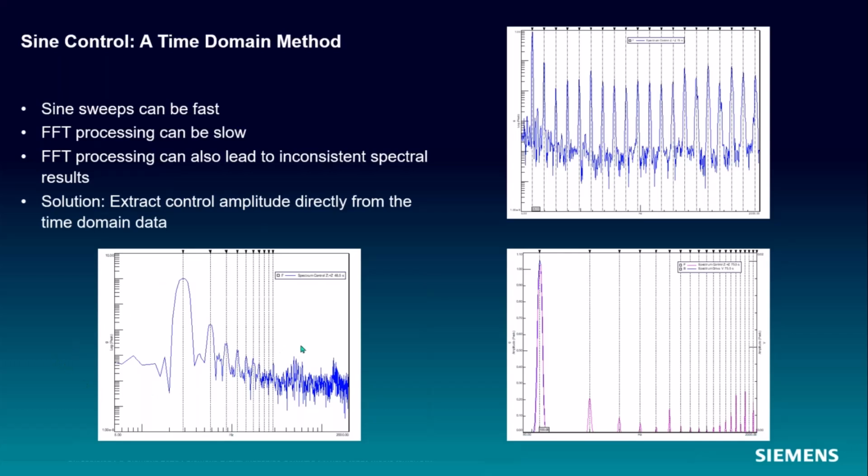And if you believe it, all three of these plots, even though they look widely different, are from the same source sine signal processed into FFTs in different ways, different overlap factors, different windows, et cetera. So the results of the FFT for sine can be misleading. The best and fastest thing to do is just pull your amplitude directly from your time domain data.